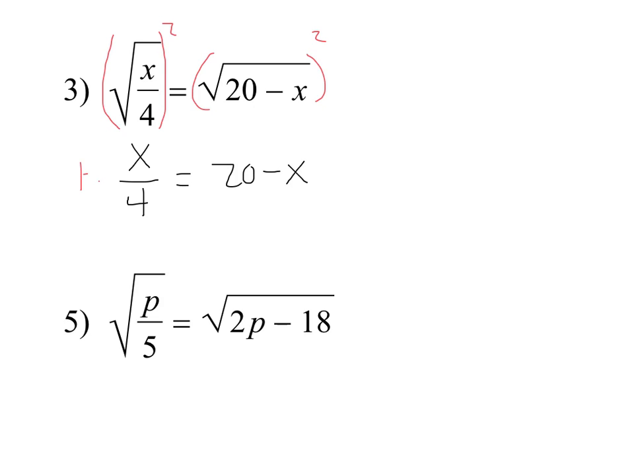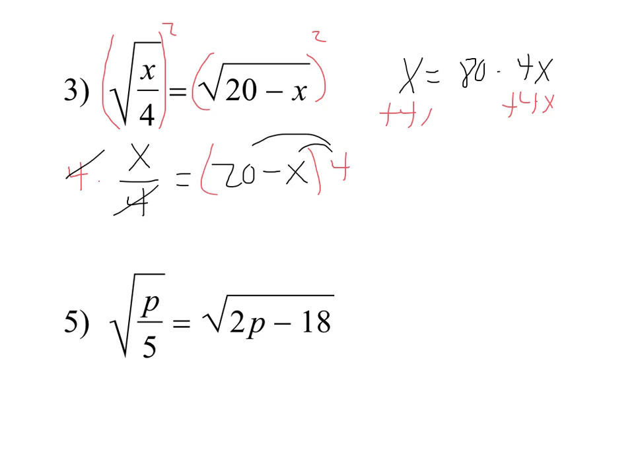We're going to undo this division of 4 by multiplying both sides by 4, which means we have to remember that this is a distribution part of the question. So we have 80 minus 4x. If we add 4x to both sides, we get 5x equals 80. Divide both sides by 5, and we get 16.